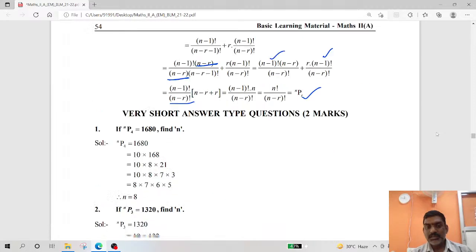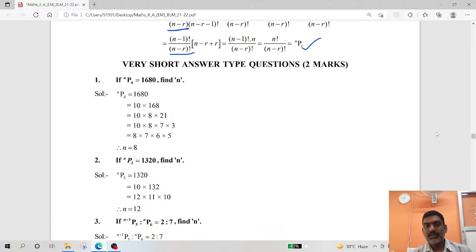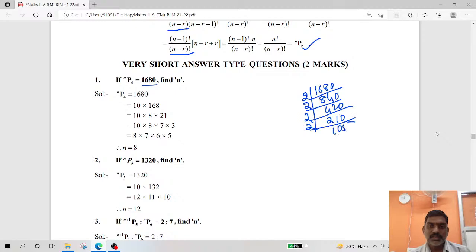Okay, let us see the short answer questions. Very short answer questions are there here. nP4 is equal to 1680. First let us factorize this 1680. If you factorize 1680, what do you get? If you do the factorization: 2 eights are 16, 2 fours are 8, 0. Again 2 fours are 8, 2 twos are 4, again 2 two-tens are 20, 2 fives are 10, again 2 fifty-twos are 105.